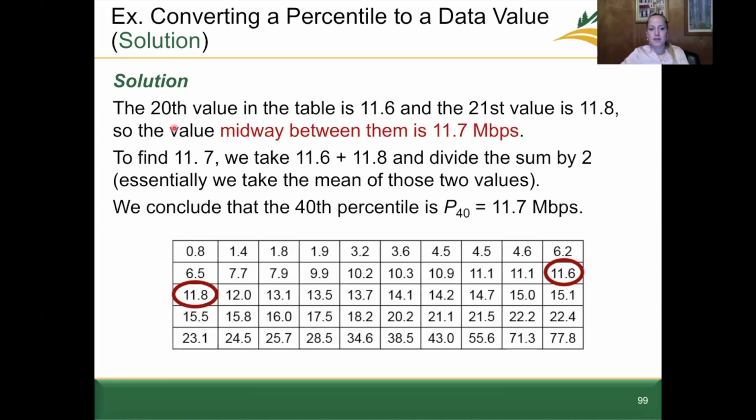Okay, so I've typed this out, what I just told you. What we can ultimately conclude is that the 40th percentile, what we were asked for in the beginning, the 40th percentile for this data set is equal to 11.7 megabits per second. Now, if you're wondering why I included the unit here, we do include the unit for p-values, for percentiles. We don't include the unit for z-scores, right?